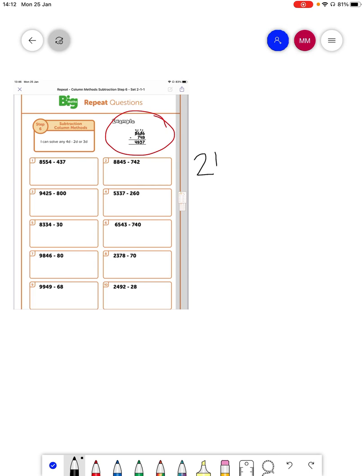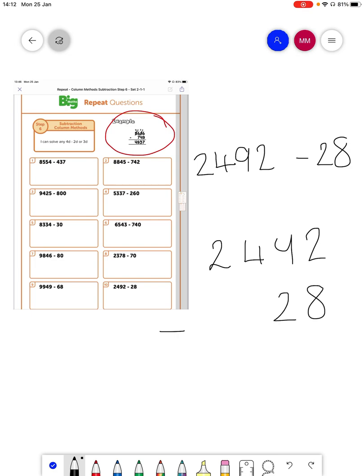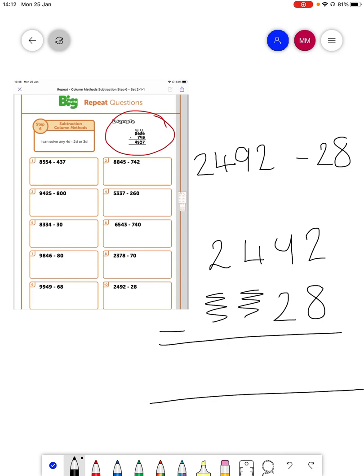So 2,492 subtracting 28. So again, first thing is we put the biggest number on the top, 2,492, and then I have to place my other number on the bottom again, making sure my place value is correct. I don't have any hundreds, I don't have any thousands, so I need to make sure it's in the correct column. I have my units together, my tens, my hundreds, and then my thousands there, boys and girls.